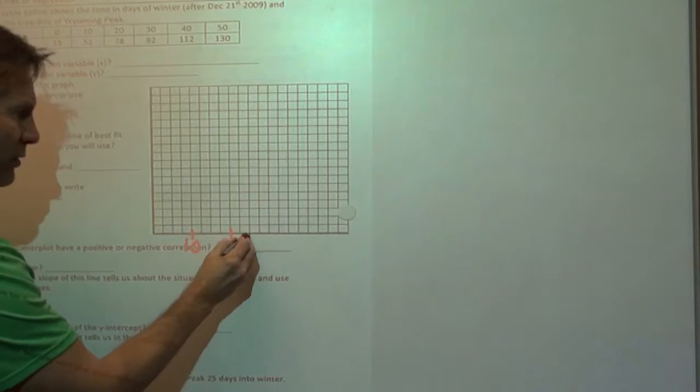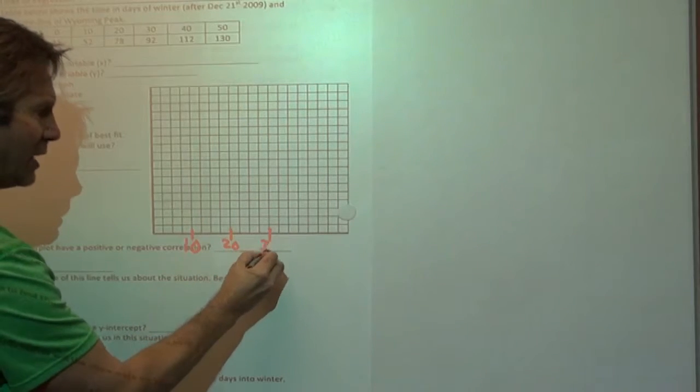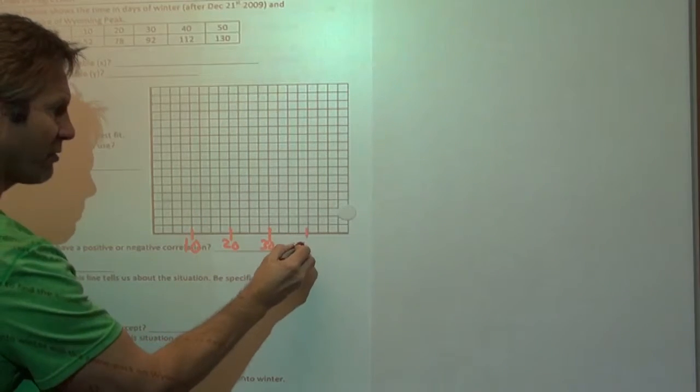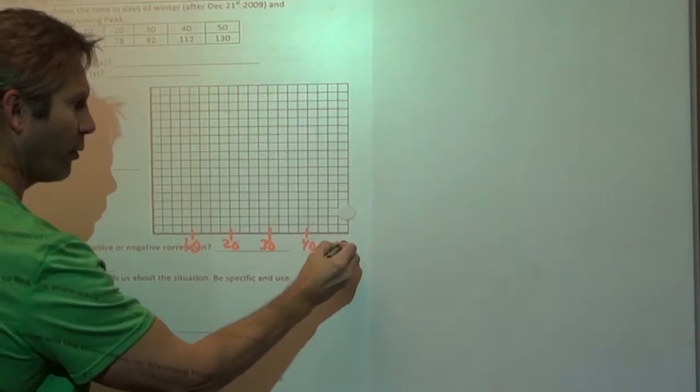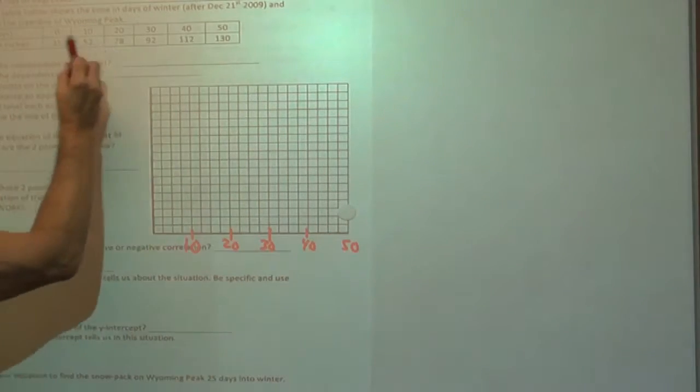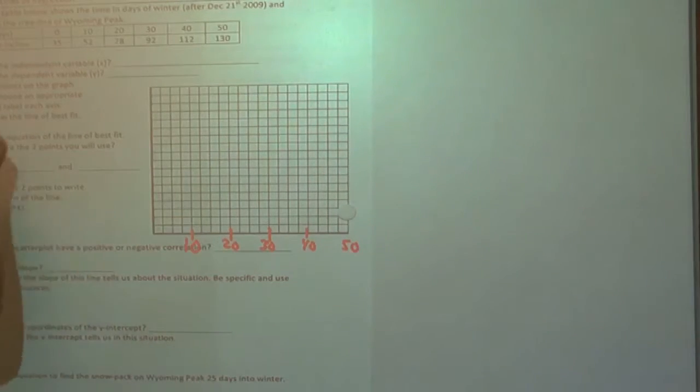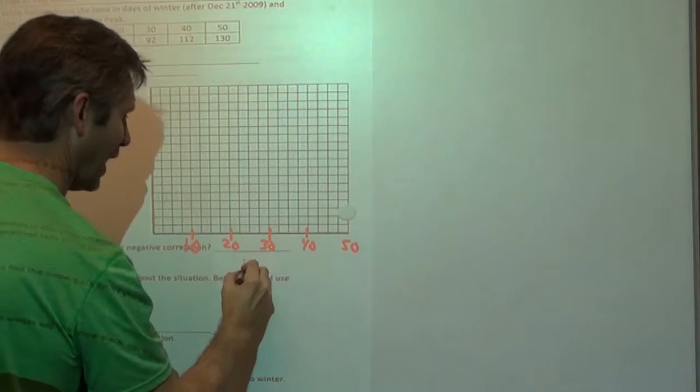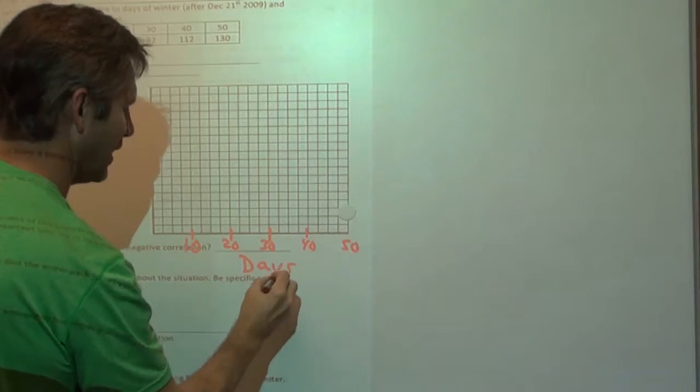And then we can go 1, 2, 3, 4, that's 30. 1, 2, 3, 4, that's 40. And 1, 2, 3, 4, that's going to take us up to 50. That accommodates us in the x direction. And let's make sure we say that this is time in days down here.